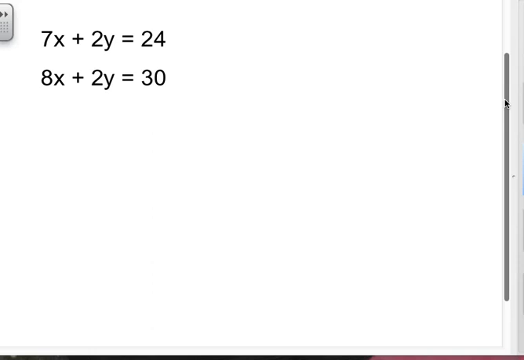So in order to get this positive 2y to become a negative 2y, or to change its sign, you're going to multiply it by a negative 1. The shortcut way is just to say, change its sign. But if he changes his sign to become a minus 2y, then everybody has to change their sign. Everybody gets multiplied by a negative 1.